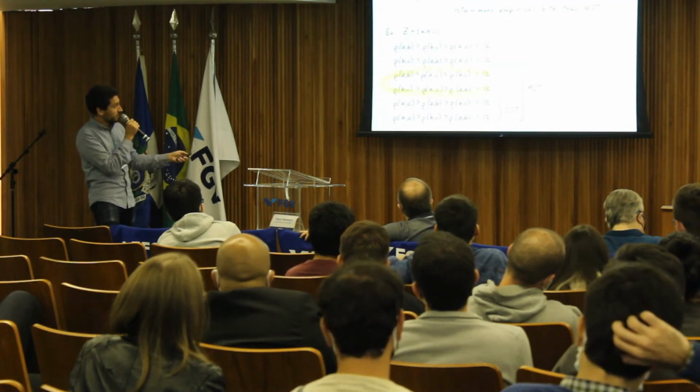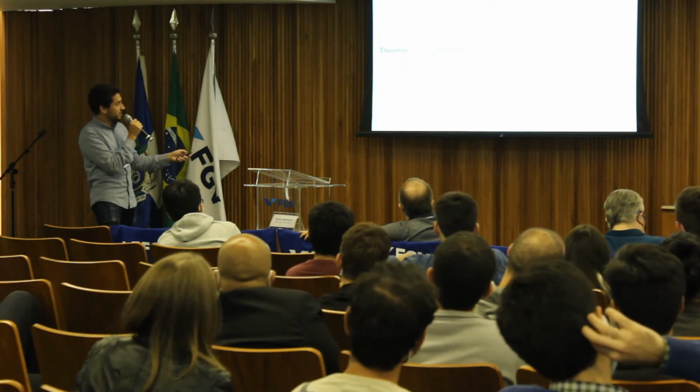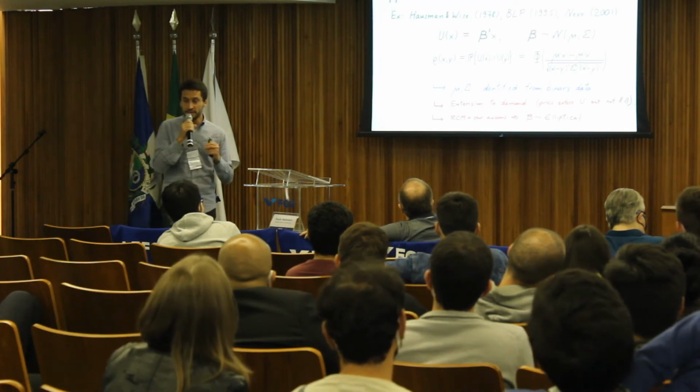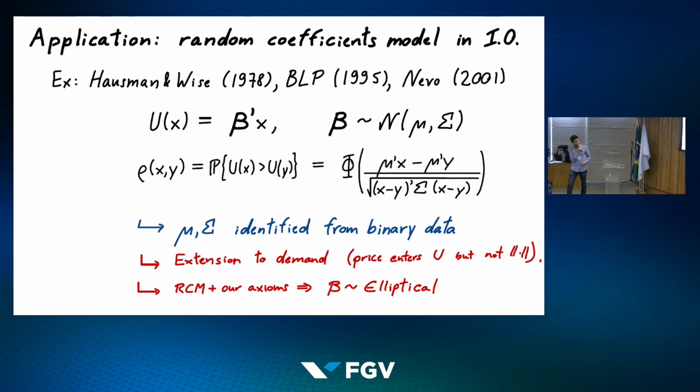But let me show you what we can do with this theorem, okay? So we're going to do 3 things, and I'm just going to glance over. First, we can take this result to see how we can help the random coefficients literature in I/O. If you look at Hausman and Wise, BLP, Nevo, there are many estimation exercises for demand systems in which they say that utility is linear, but the vector of coefficients is a random variable.